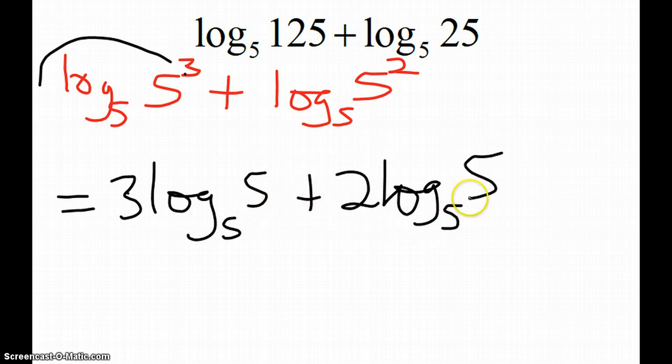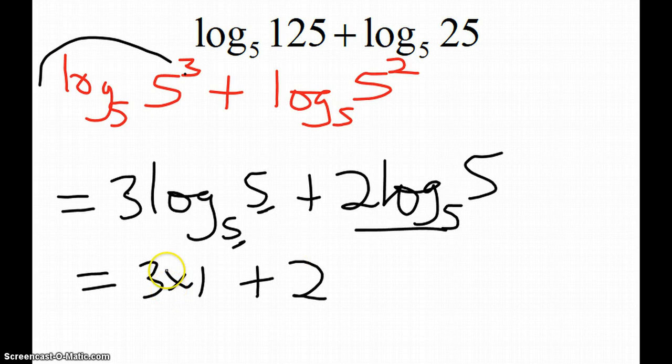And then we also learned from our property that log of a number of the same base will give you 1. And so here we can say 3 times 1 plus 2 times 1. 3 times 1 is 3, 2 times 1 is 2. When we add, we have 5. And that is the answer. That is one way you can solve this question.